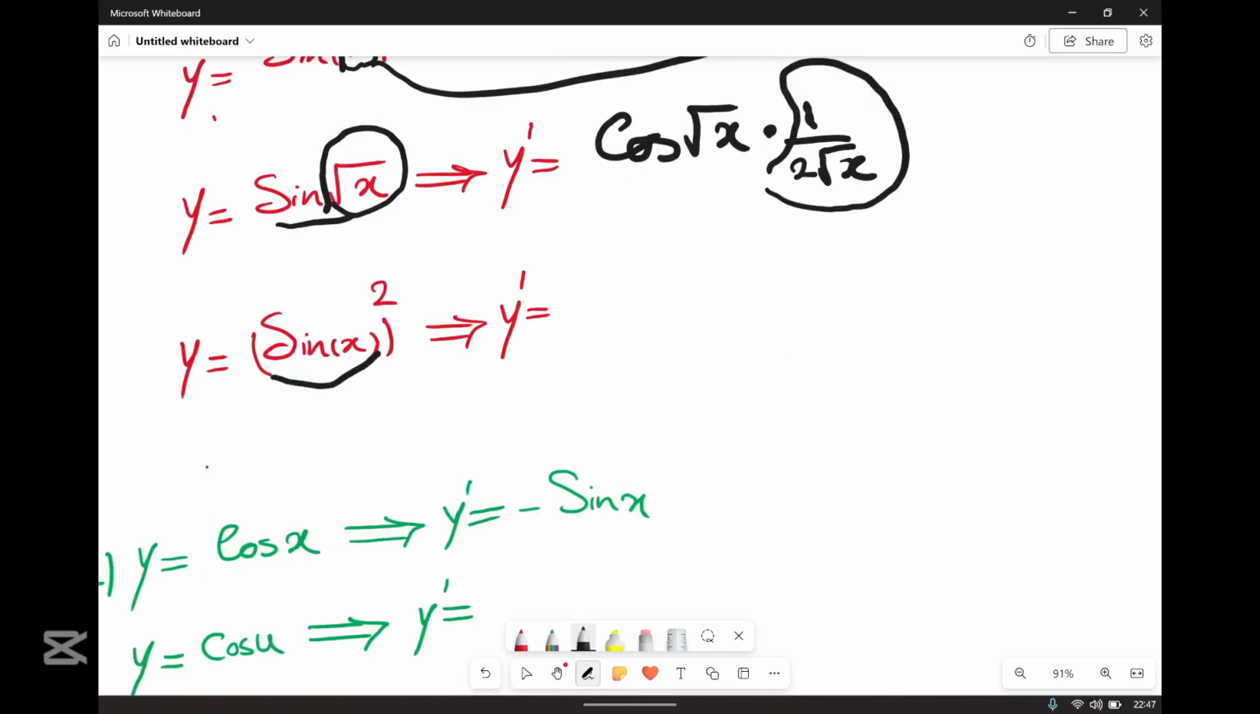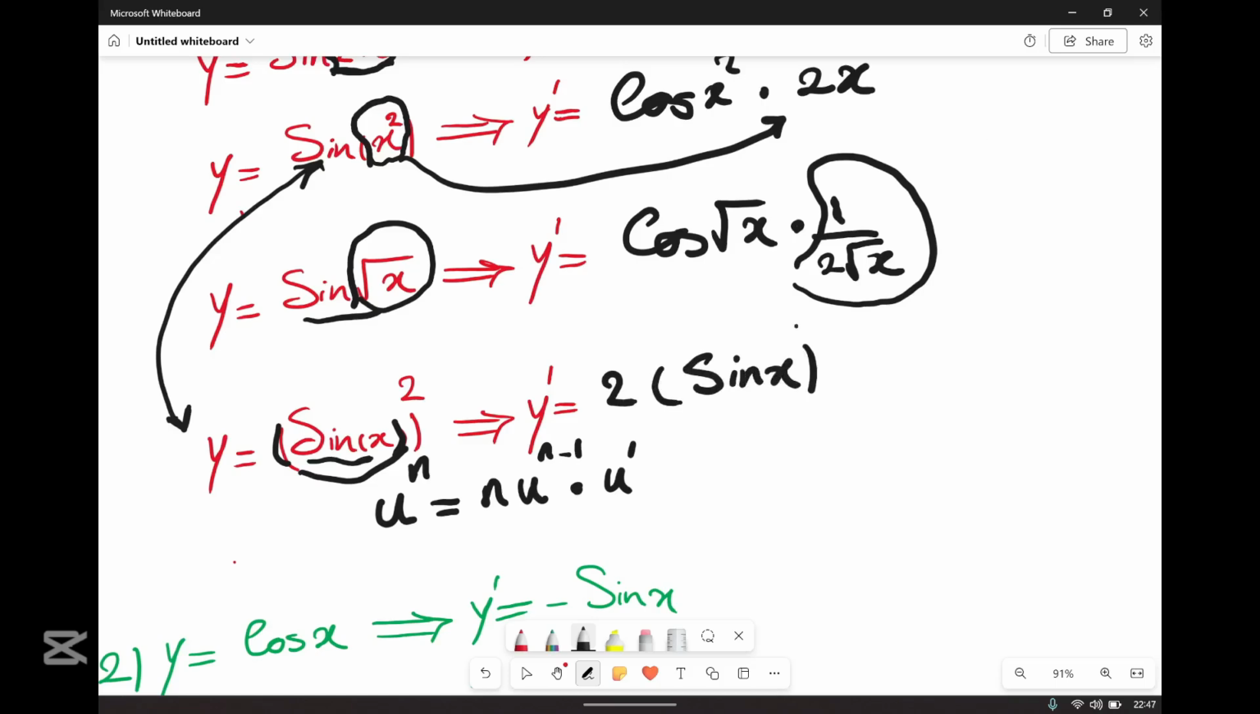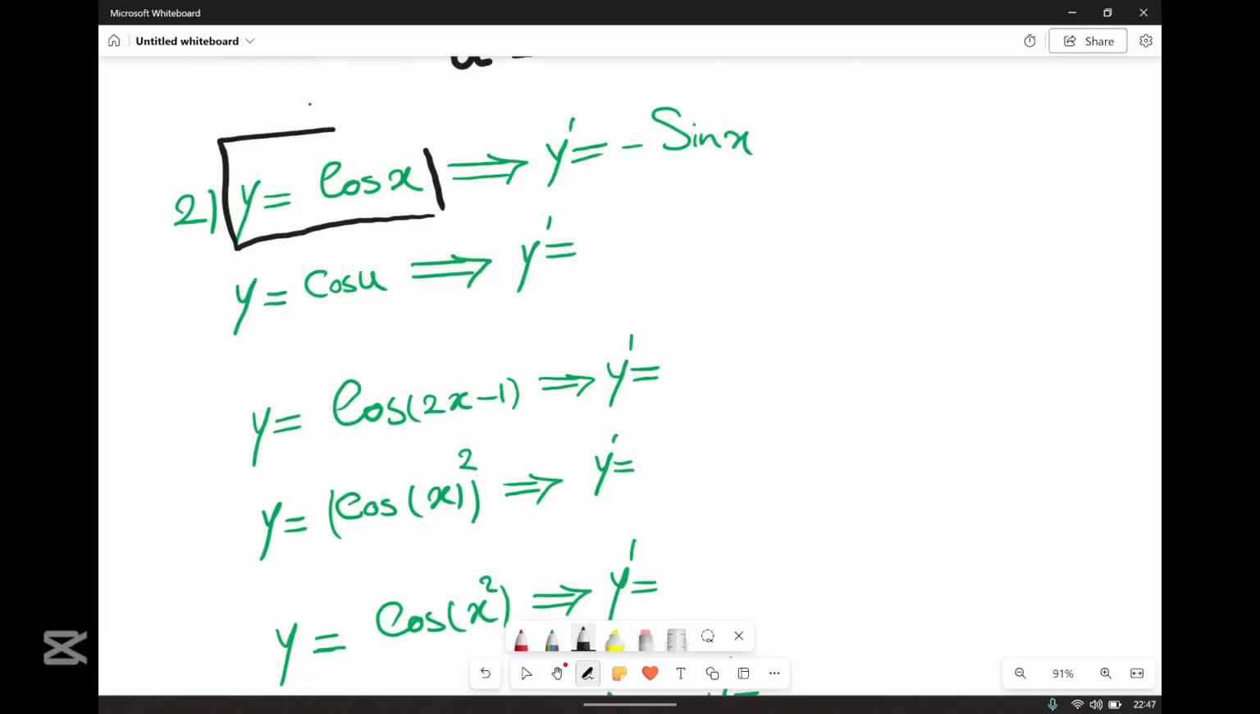What about these, guys? They are totally different, yes? Here the whole sine x is to the power 2, which is exactly u to the power n. With respect to the previous session, you reduce the power by 1 times u prime. Therefore it is 2 times sine x with power 1, times the derivative of sine, which is exactly cosine x.